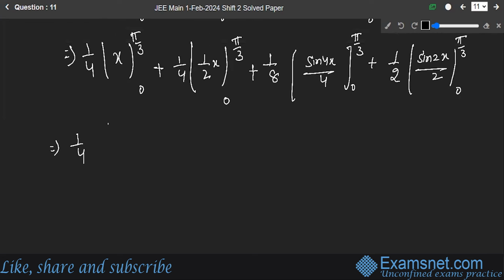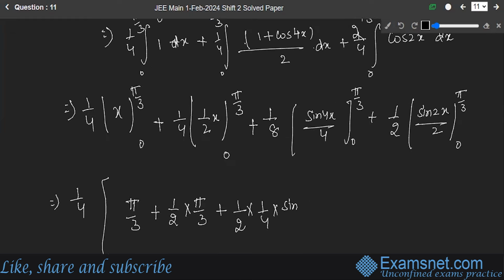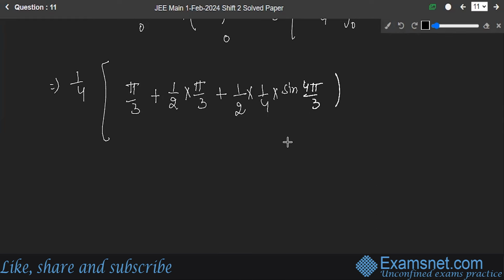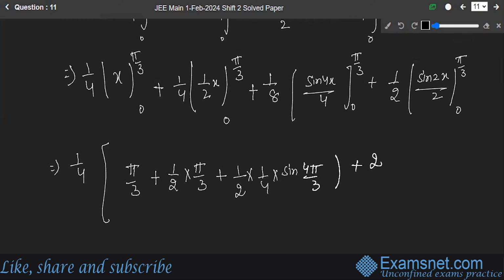Correct. Now, fill in the limits also. You will have here 1 by 4, let's keep it outside. This will be pi by 3, plus 1 by 2 into pi by 3, plus 1 by 2, because I have taken 1 by 4 outside, into sin 4 pi by 3, and this will be 2, because I have taken 1 by 4 outside. This will be 2, and here will be 2 upon 2 sin 2 pi by 3. All right, so I have to close the limits now.